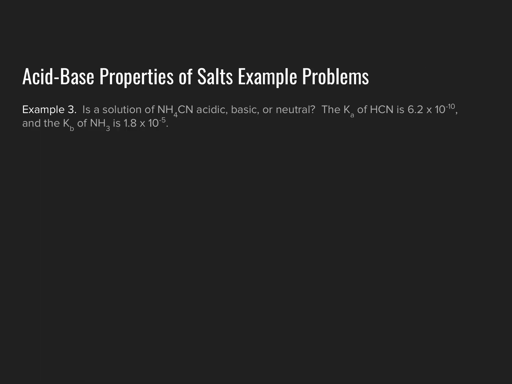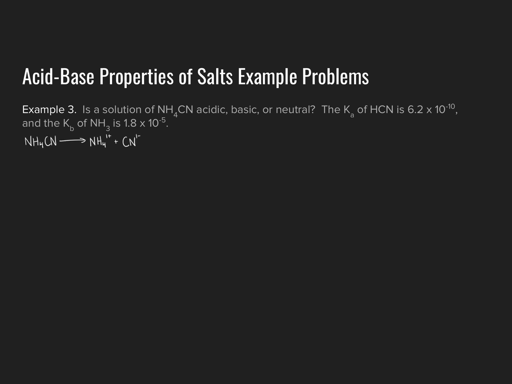All right, for our first quantitative example here, we're going to look at determining whether a solution of ammonium cyanide, that is NH4CN, is acidic, basic, or neutral, given information about the Ka of hydrocyanic acid, that is HCN, being 6.2 times 10 to the negative 10th, and the Kb of ammonia is 1.8 times 10 to the negative 5th.